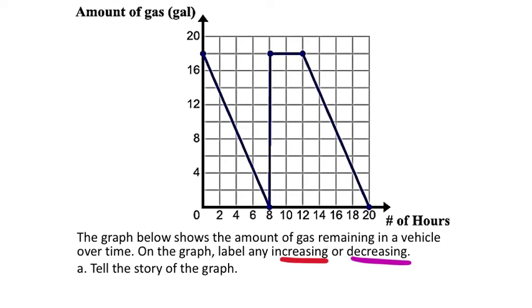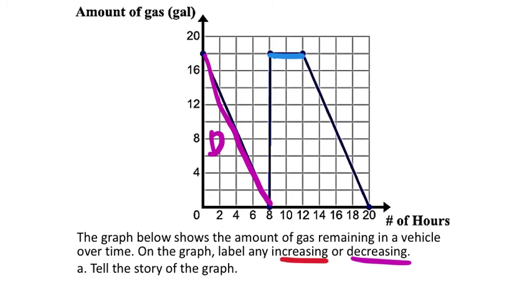And again, increasing would be up from left to right. Decreasing is downwards from left to right. And so right here, this part of the line, that's decreasing. Now, right here, I guess you could say this is increasing, but it happens in an instant, right? I don't know anyone that can fill up the gas tank that fast, but compared with hours, I guess that's possible. So you're welcome to put increasing right there, but it's just a moment in time, so I'm not actually going to mark that. But I will show right here that somehow the gas remained the same.